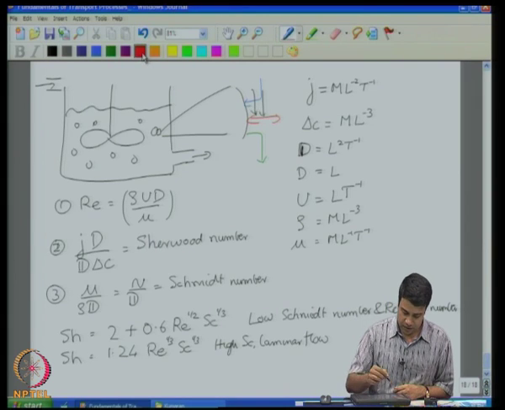And the question that we will ask in this course is, why do these kinds of correlations come about in the flow past particles.